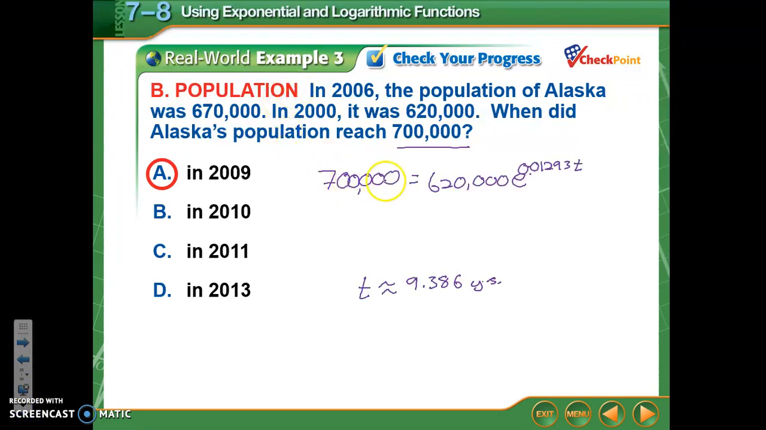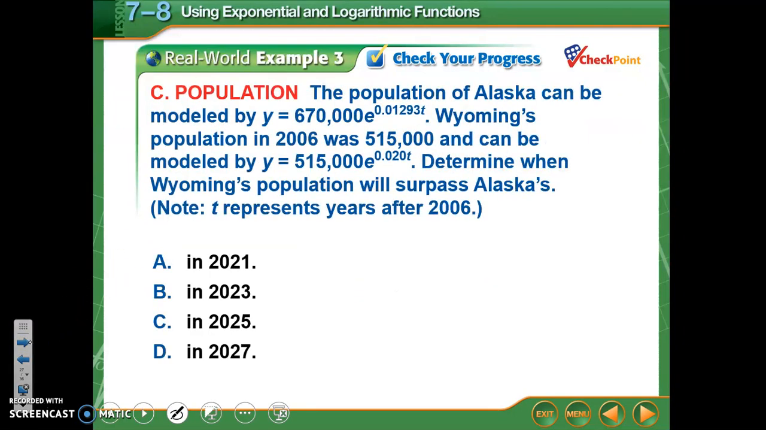All right, this is the equation you should have set up, again using the k value from part A, and I need to solve for t. So you should have divided both sides by 620,000, taken the natural log, and then divided by the k value, and you get about 9.386 years. One thing I wanted to say about these problems is it's better if you can leave everything exact until the very end and evaluate at the end, because then you only round once instead of rounding in multiple steps all of the way through. So in about 9.386 years, that means in the year 2009, Alaska's population would reach 700,000. All right, last but not least.